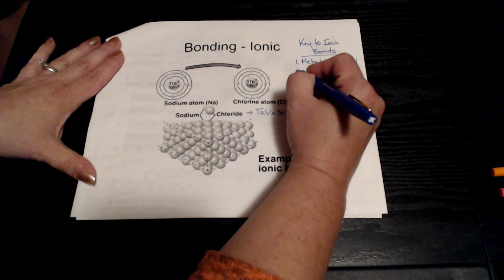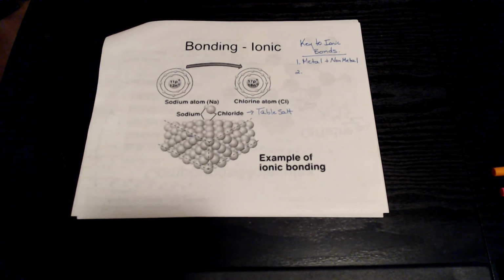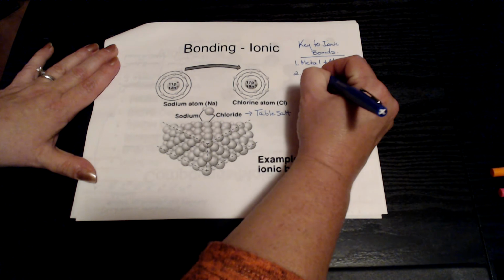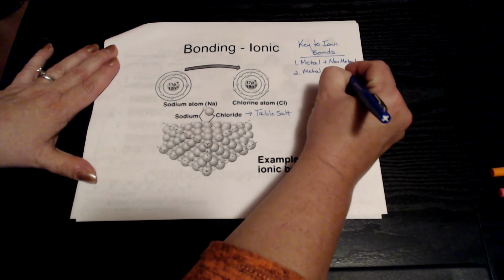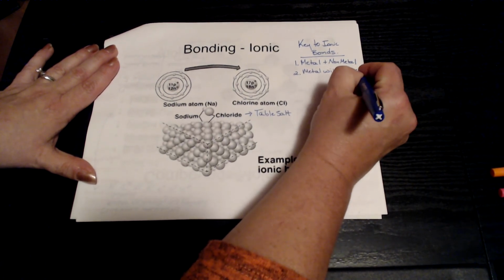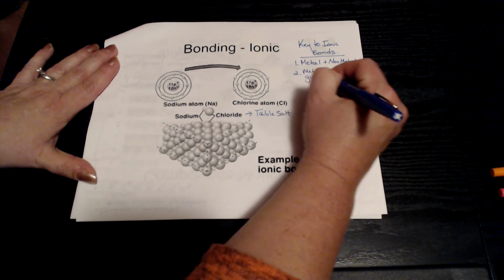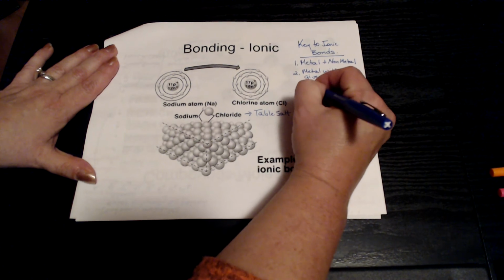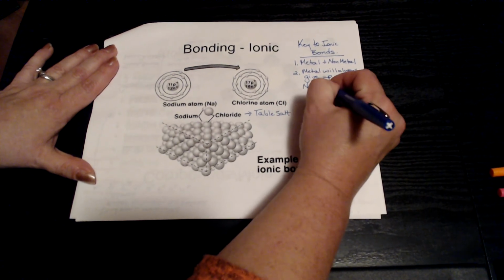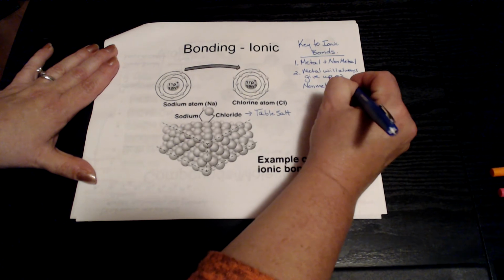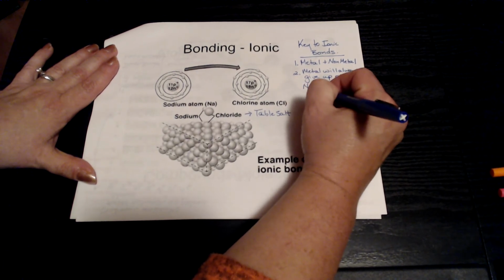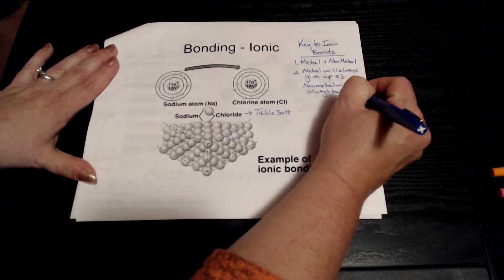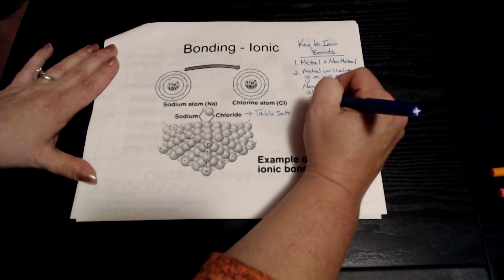The second key to understanding ionic bonds is that the metal will always give up its electrons, and the nonmetal will always take them on.